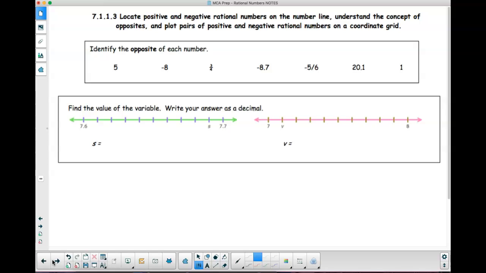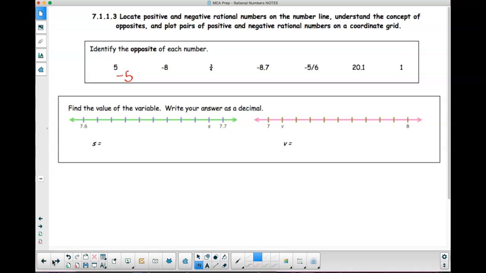Okay, let's look at this. Another one of the standards that are listed by the state of Minnesota are to locate positive and negative rational numbers on a number line. Understand the concept of opposites and plot pairs of positive and negative rational numbers on a coordinate grid. So opposites. Okay? If I give you the number 5, what's the opposite of 5? Negative 5, right? The opposite is just the negative or positive. So the opposite of 5 is negative 5.